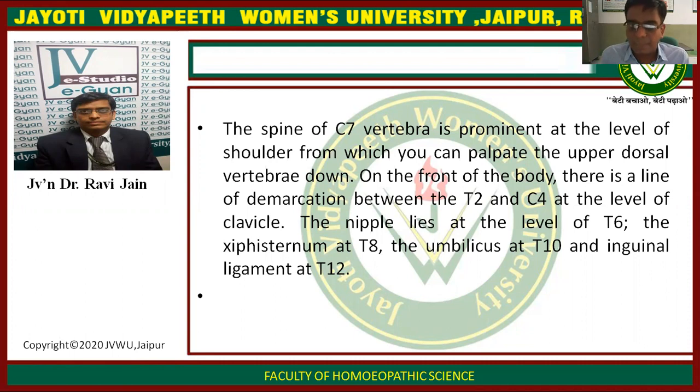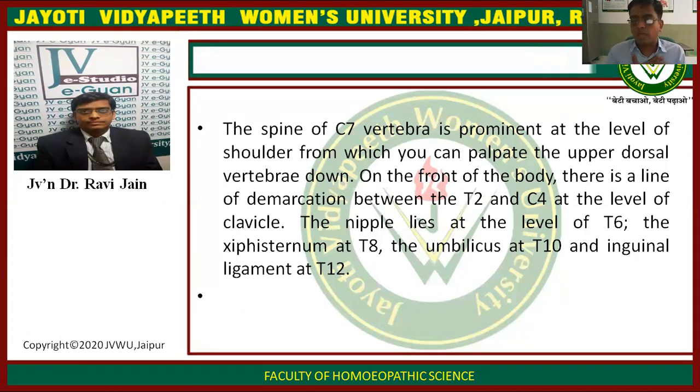So I will again repeat it. The spine of the C7 vertebra is a prominent spine, after which you can count T1, T2, 3, 4, 5, 6, 7, 8, 9, 10, and so on. Then you can palpate the upper dorsal vertebrae downwards.